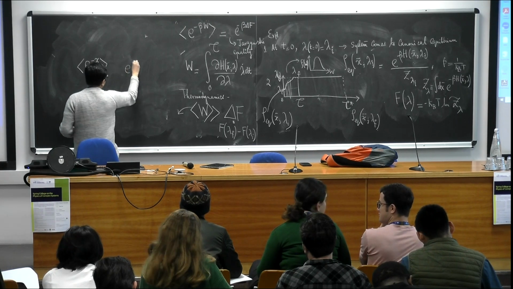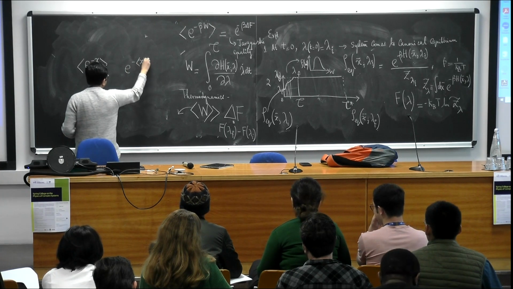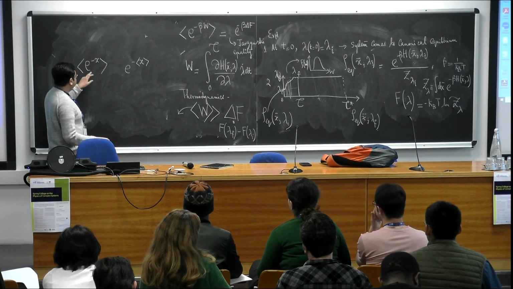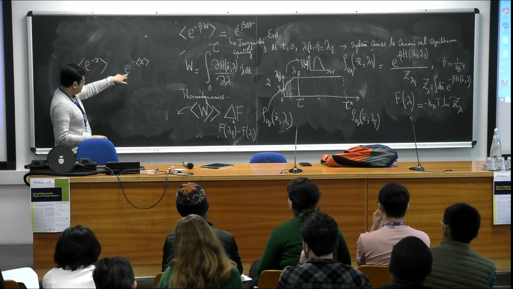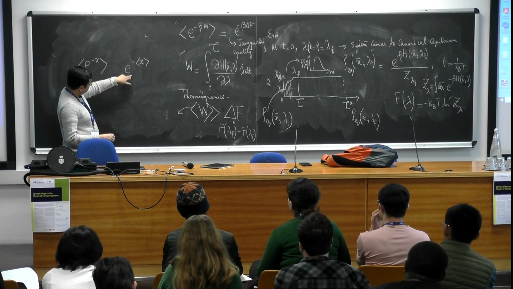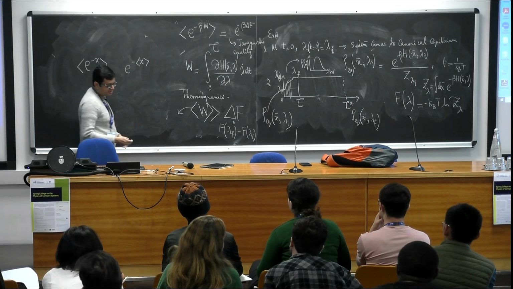Can you tell me, of these two quantities, which one is the larger of the two? One is the average of the exponential of minus x. The other is the exponential of minus the average.